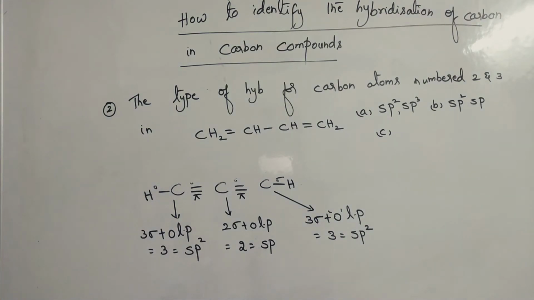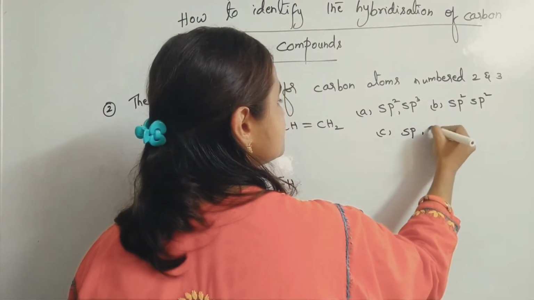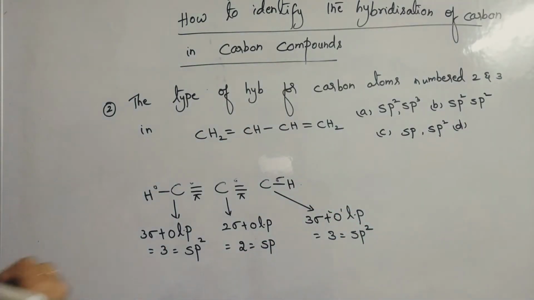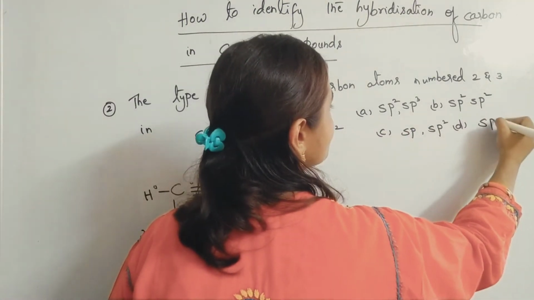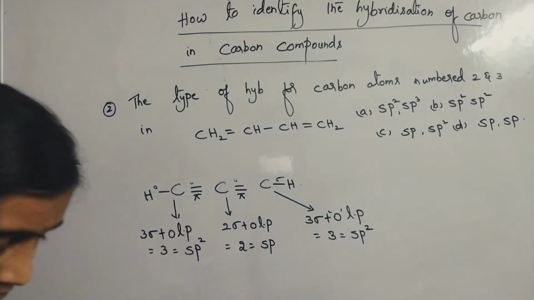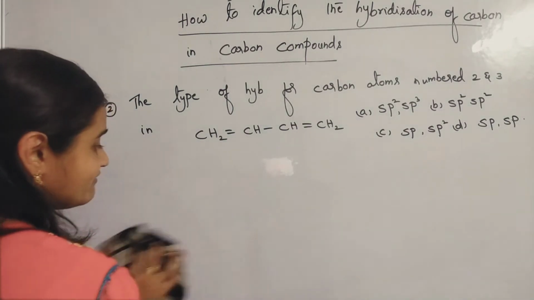Option C is sp, sp2. Sorry, here also sp2. sp, sp2. And option D, sp, sp. So you have to identify, for each carbon, the hybridizations present in the given compound.